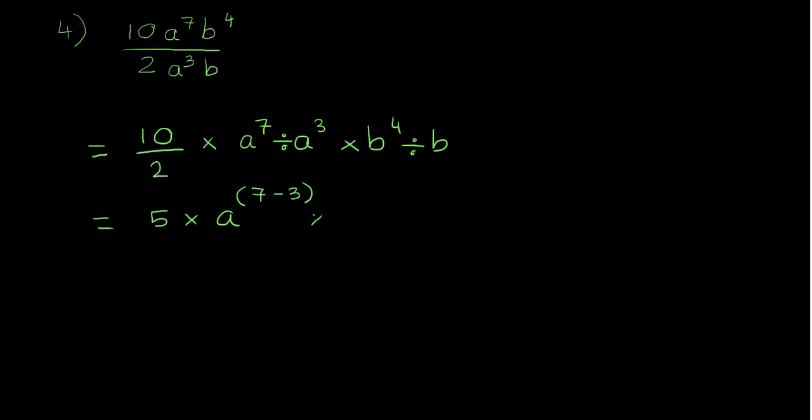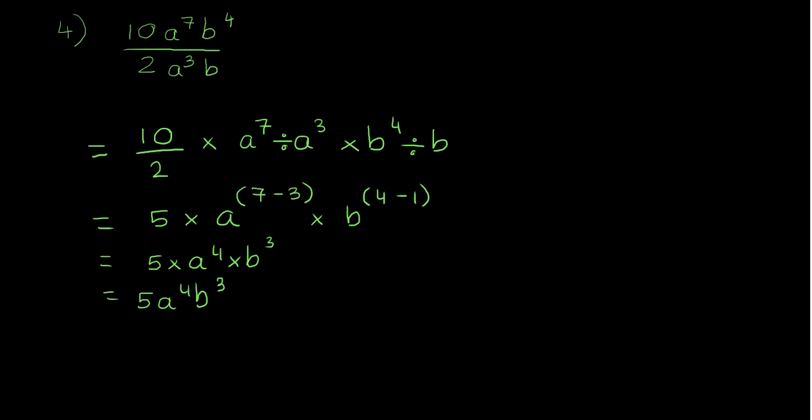And since the bases are the same over here, I'm going to subtract 4 and 1, because b on its own is the same as b to the power 1. So that's going to be 5 times a to the power 4 times b to the power 3. That is 5a^4 b cubed. And that's it. Okay, let's move on.